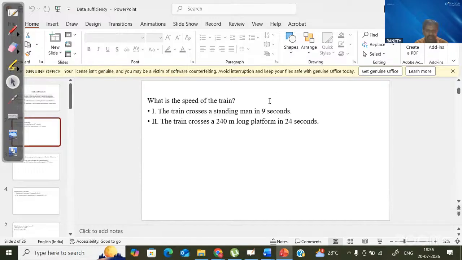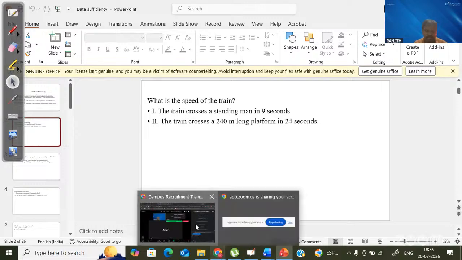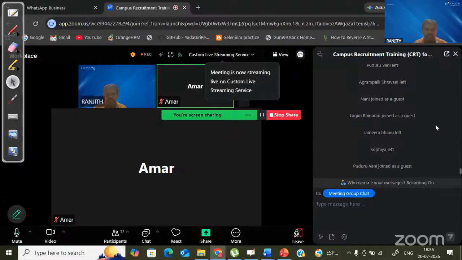What is the speed of the train? By using statement one, can I find out the answer or not? By using statement two, can I find the answer? Or else both the statements satisfy the condition or not? Or else both the statements are not satisfying the condition. Or else by using statement one itself, we are getting the answer. Or else by using statement two only, we are getting the answer. So which one is the correct one here? What is the speed of the train?